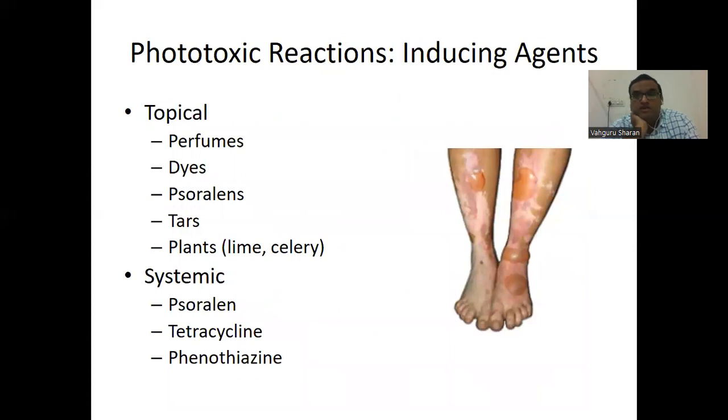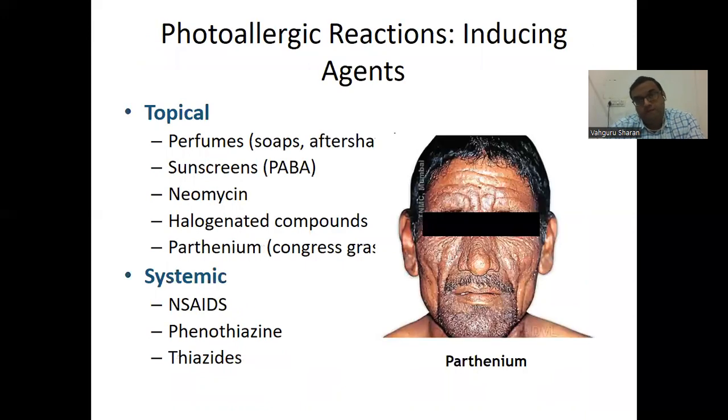What drugs or agents cause phototoxic reactions? Topical ones are perfumes, hair dyes, psoralens, tars, and plants like lime and celery. In systemic, psoralens, systemic tetracycline, and systemic phenothiazine. What are photoallergic reactions?